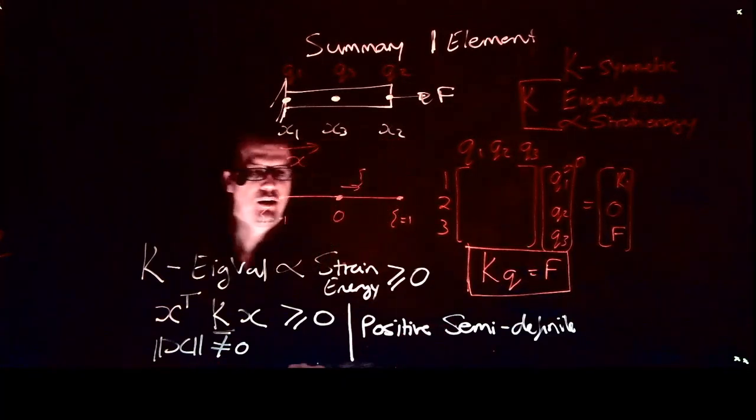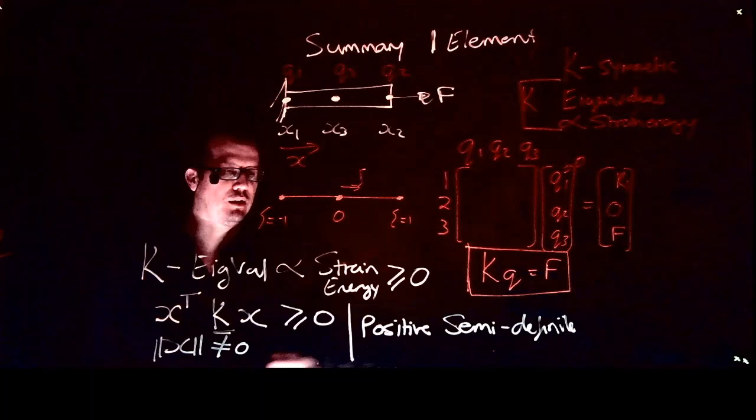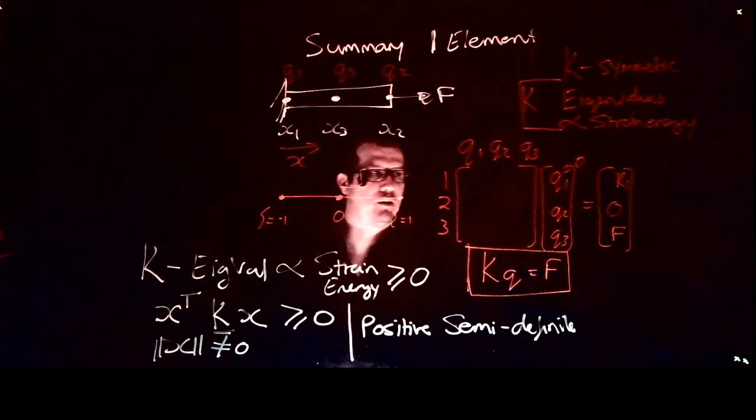And essentially, some of them are non-zero, and if they're non-zero, they're always positive, and otherwise, they are at best zero. And that's a rigid body mode. So we can also then interpret all these things quite critically.